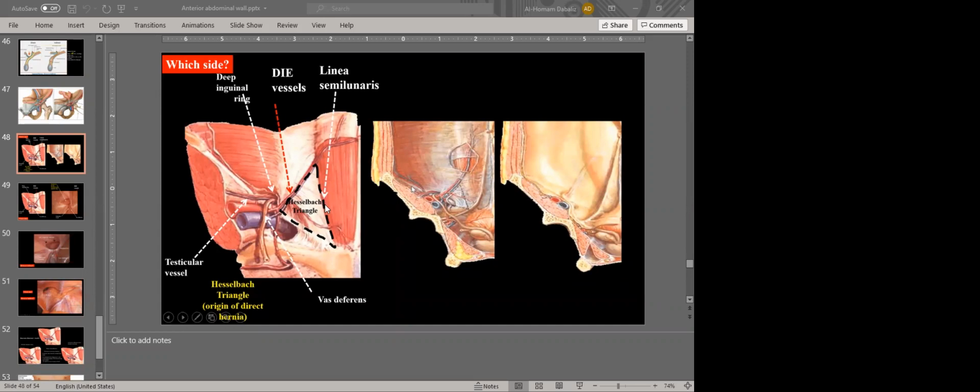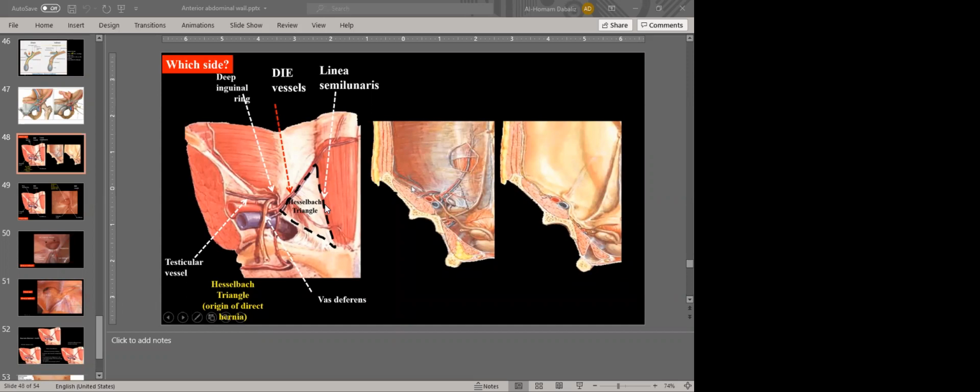Now, from what I explained until now, where do you expect to see a direct hernia? Sorry, not where, like location. In what kind of people do you expect to see a direct hernia? Older, fat, females, children. Okay, this is a very good point. Females. Yes, this happens way more in females than an indirect one, because of what we will explain later. So females first, and older people usually second, because they have a weaker abdominal wall.